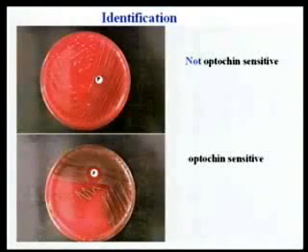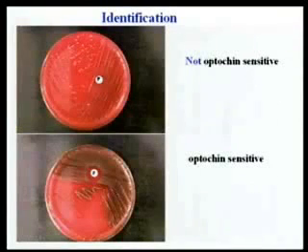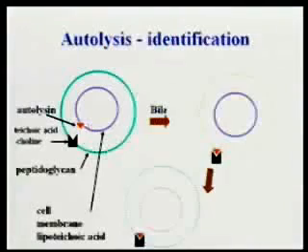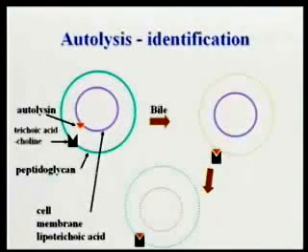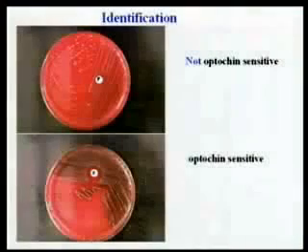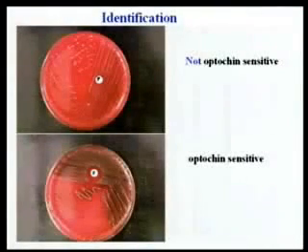Because remember, we can't do grouping. There's no grouping for this organism. So those are the two things that you would do. First of all, there's a simple test that you can use to detect autolysis. And the second thing is you can look for optochin sensitivity, and that is in the handout.